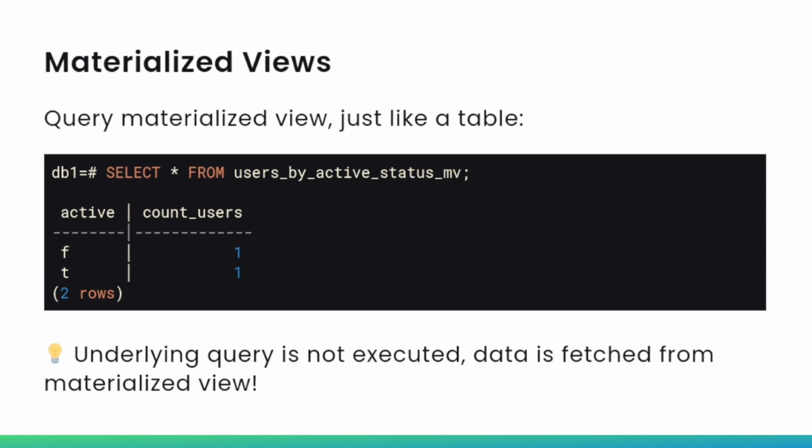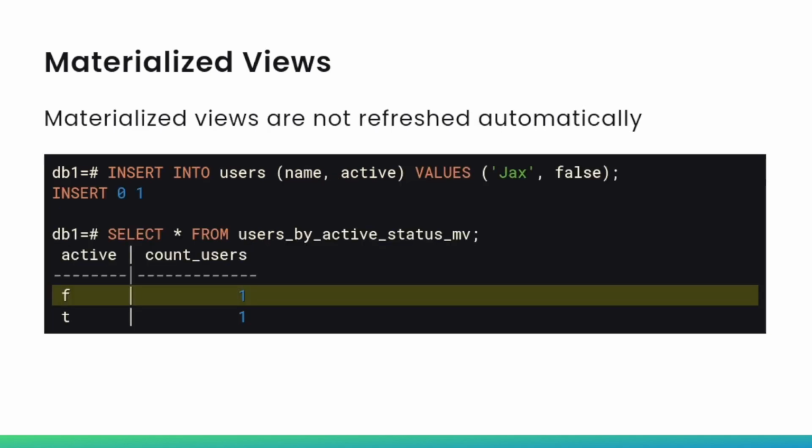and we have one inactive user and we have one active user. Now, when we accessed the materialized view, the underlying query was not executed. All the data is already stored in the table. Let's see an example. If I add a new user, let's call him Jax, and this user is inactive, and I query users_by_active_status, my materialized view, I can see that the results are not changed. So I just added an inactive user, but the results of the materialized view are stale. They are not up to date.